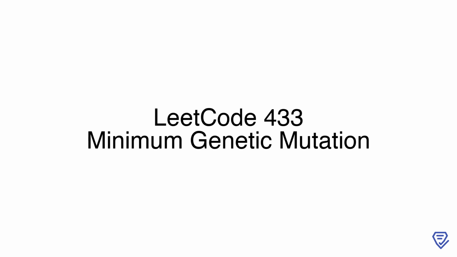Welcome to this coding problem walkthrough. Today, we'll be tackling problem number 433, titled Minimum Genetic Mutation. In this problem, we'll explore how to transform a genetic sequence from a starting point to an ending point using the minimum number of valid mutations. Stick around as we break down the problem, analyze approaches, and derive an efficient solution.